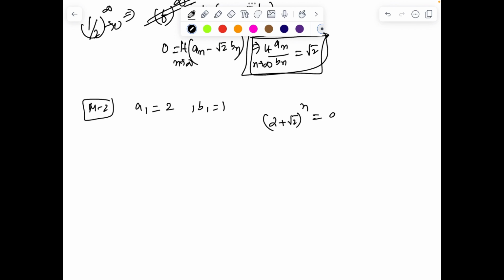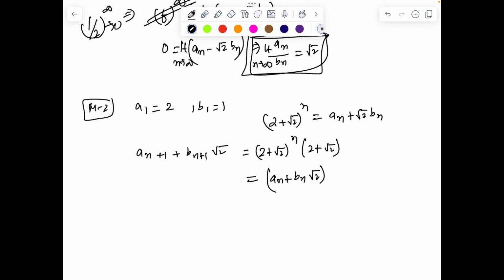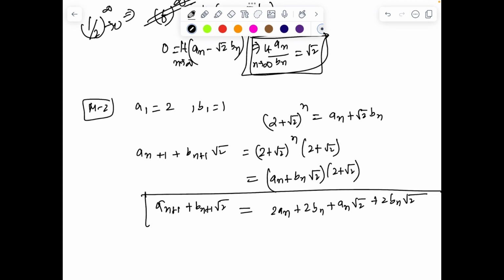आप इस definition से 2 plus root 2 का power n equals an plus root 2 bn. Now what if I'll multiply this with 2 plus root 2? So we'll get an plus 1 plus bn plus 1 root 2 is nothing but 2 plus root 2 to the power n into 2 plus root 2. So that becomes an plus bn root 2 and into 2 plus root 2. तो यहाँ से जो फाइनली मेरे पास आने वाला है वो आया 2an plus 2bn plus an root 2 plus 2bn root 2 and an plus 1 plus bn plus 1 root 2.